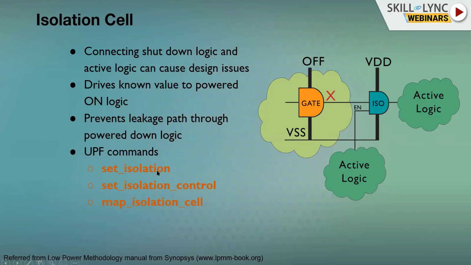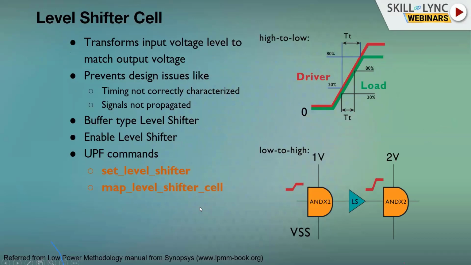And then the commands used for this are set isolation, set isolation control, and map isolation cell. These are the 4 commands which will help you whenever you are defining an isolation cell.